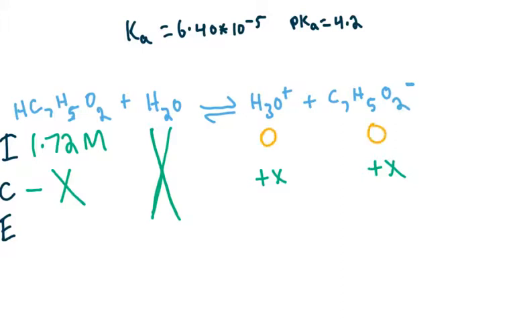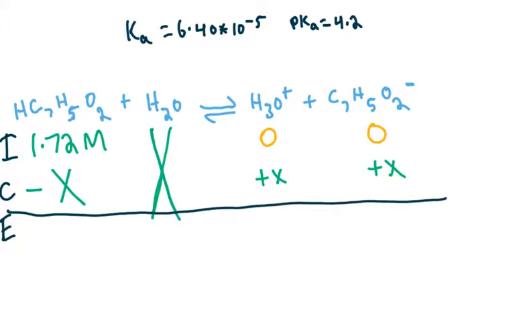Now all we have to do is write out the equilibrium part of the ice table. That's going to be 1.72 minus X. Water doesn't matter. And then we add 0 plus X, which is just going to be X, and 0 plus X here, which is also just X.